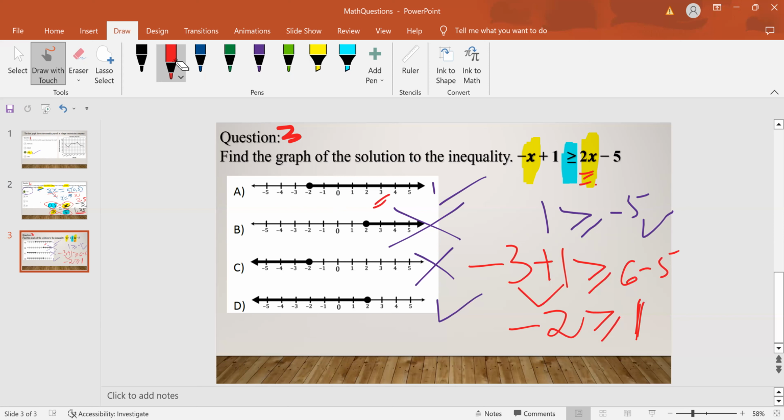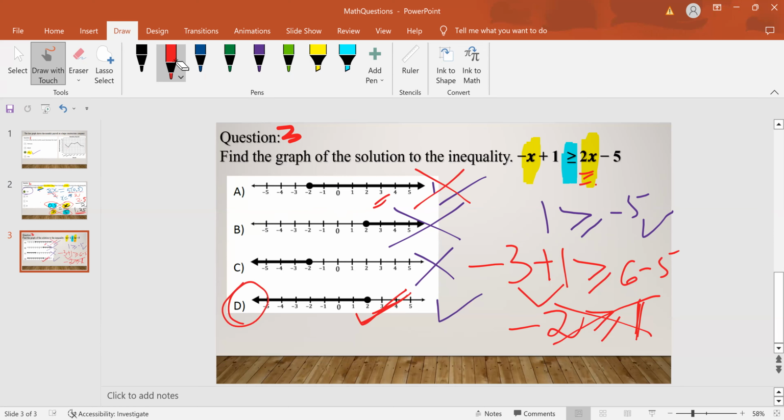No way. Negative 2 is not greater than or equal to positive 1. A negative value cannot be greater than a positive value. So when I choose 3 and check this, I see that 3 is not a solution. That means A is not a solution, so the correct choice here is D.